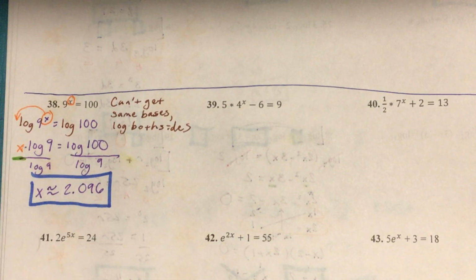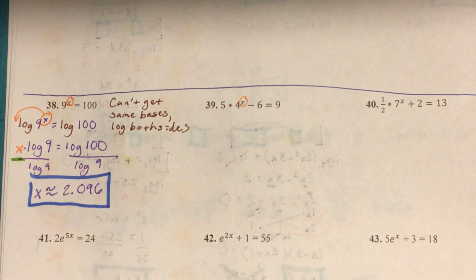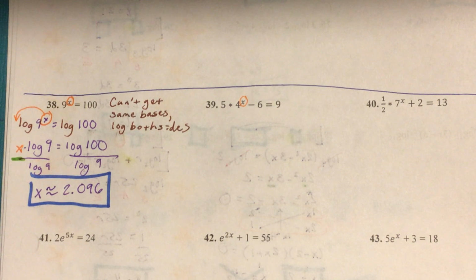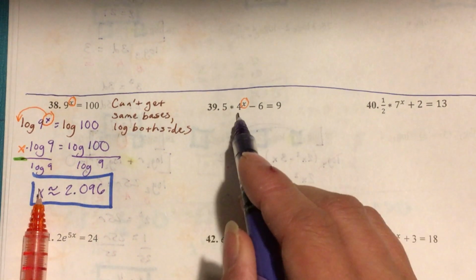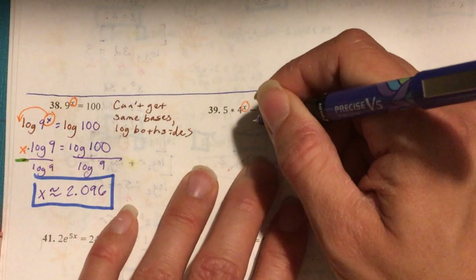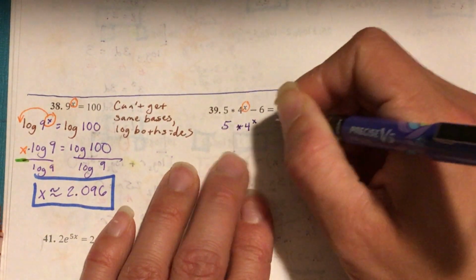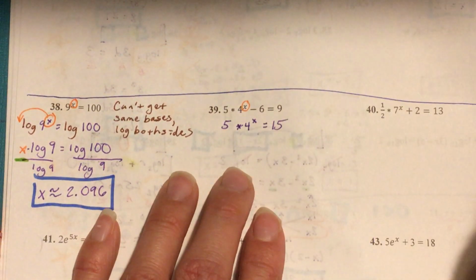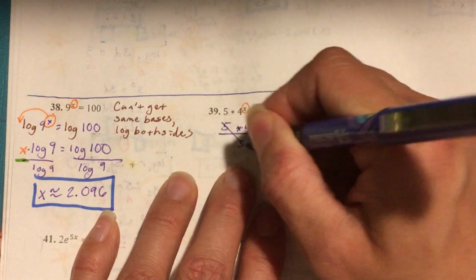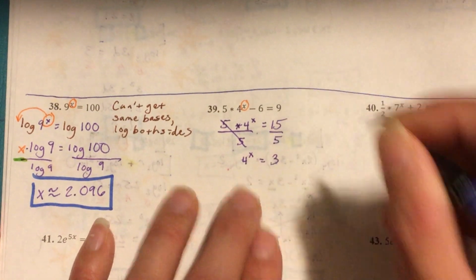What type of equation is this one? Because our variable is up in the exponent, this is an exponential equation. To solve an exponential, we want to first compare the bases, which means we're going to have to isolate this base 4 to see if we can get the same base on the other side. So we would add 6. So 5 times 4 to the x equals 15. Next, we would divide by 5. So 4 to the x equals 3.